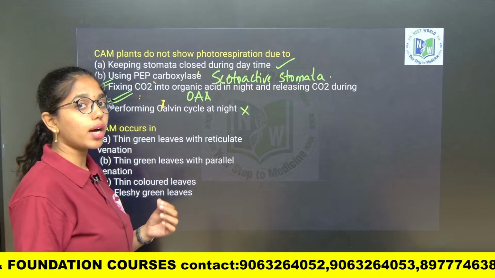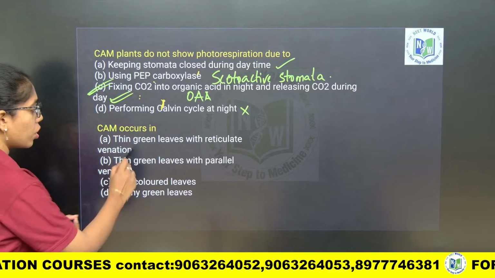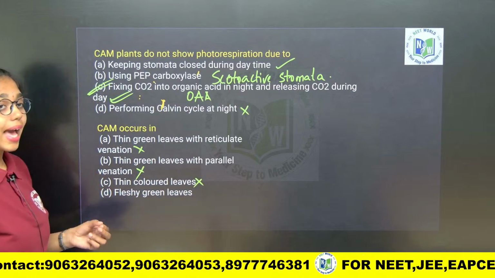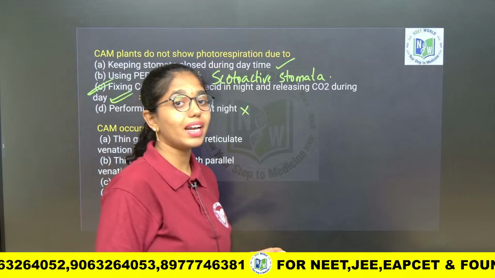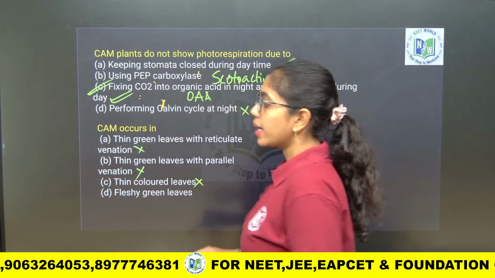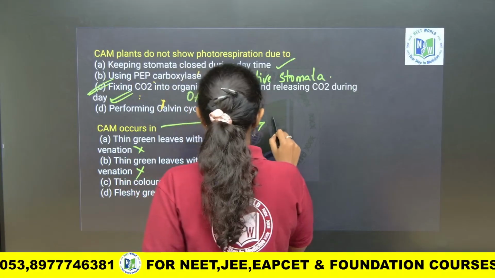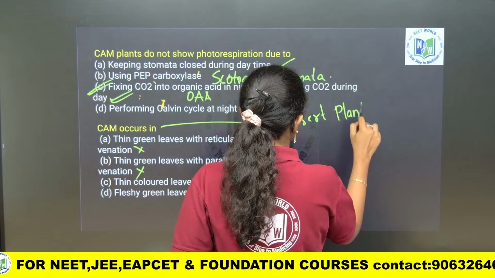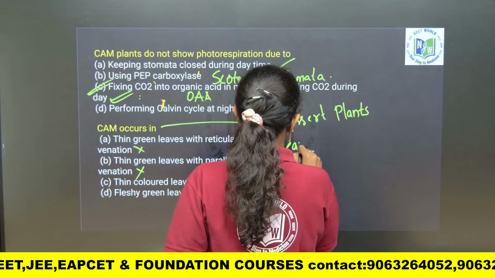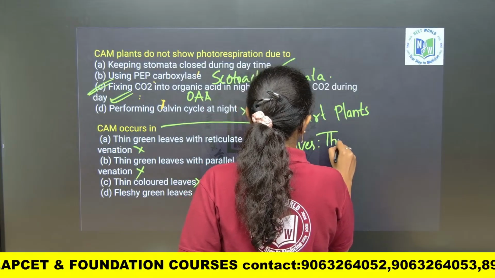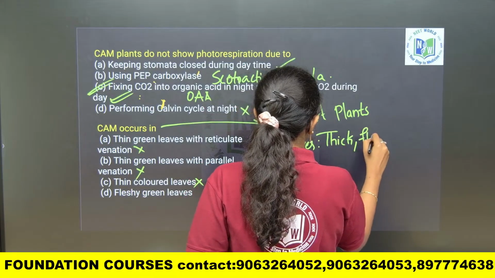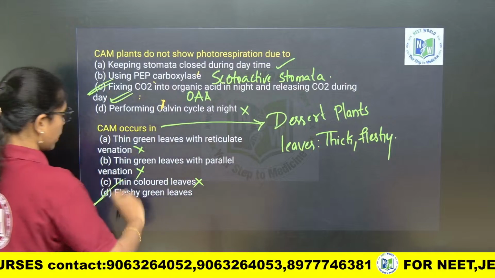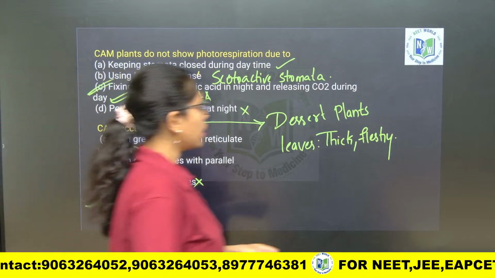Next, CAM occurs in thin green leaves, wrong. Thin green leaves with parallel venation, wrong. Thin colored leaves, wrong, because CAM cycle occurs mostly in the desert plants where leaves are thick and fleshy. So here what option goes true? Option D, fleshy green leaves. Clear? Next question.